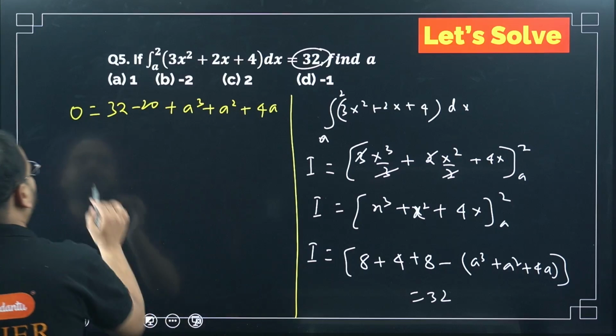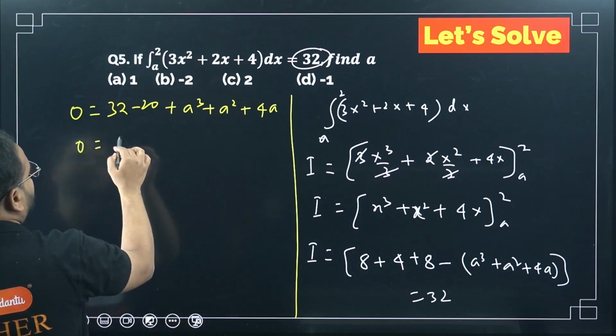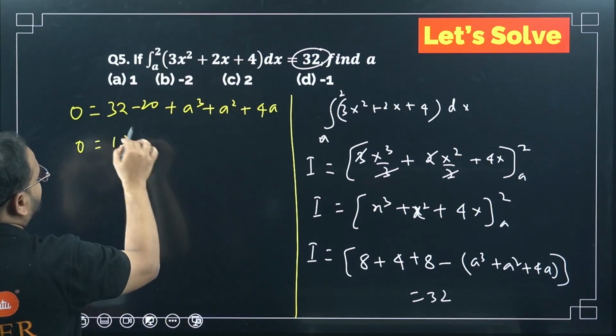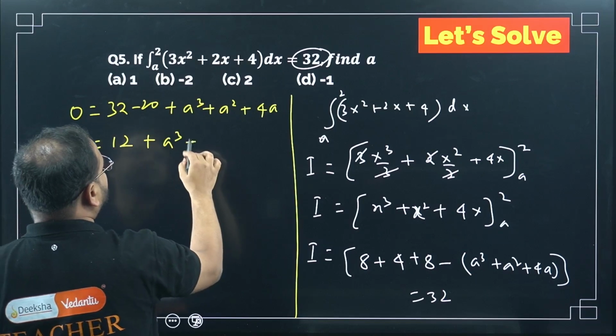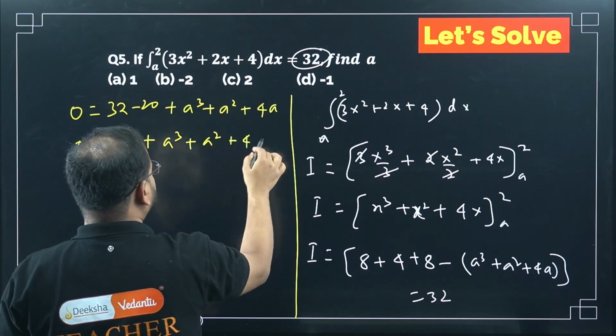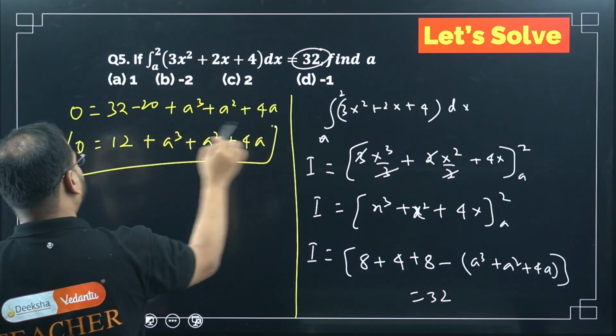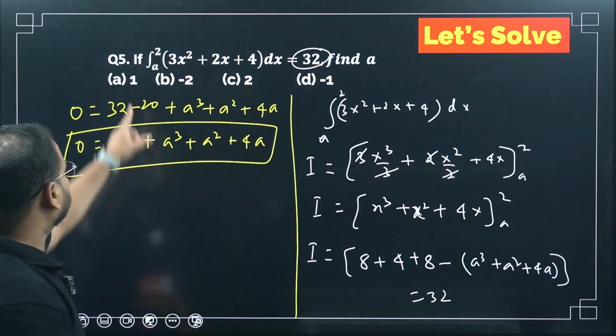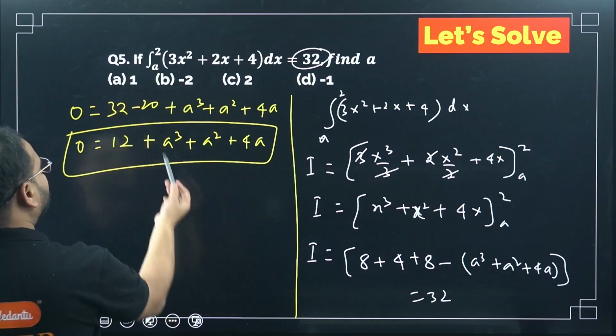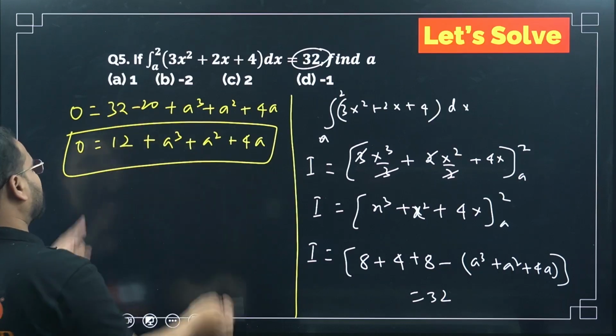How much is that? 0 equals, this is simply 12 plus a cube plus a square plus 4a. This is my condition now. Now let's use the first one. If I use 1, it will never be like this. I'll get 1 plus 1 plus 1, always positive, can never be equal to 0.